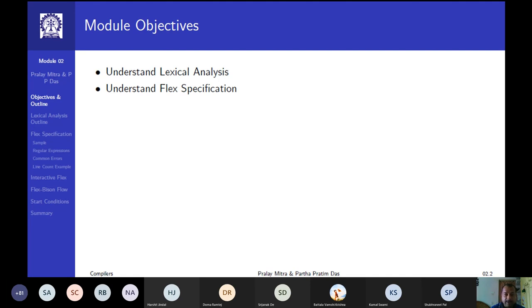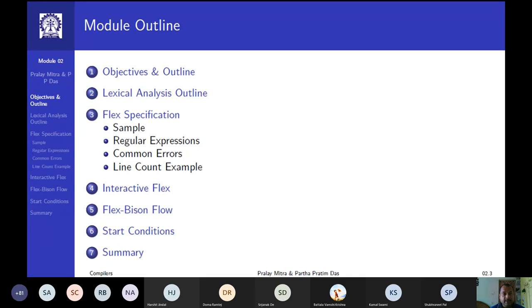Regarding this module 2 and lexical analysis, our third assignment is planned to be offered on 2nd of September next month. This week we do not have any lab class. 19th is the Moharram holiday, so the second lab class will be on 26th, and after that the third assignment will be on this Flex.